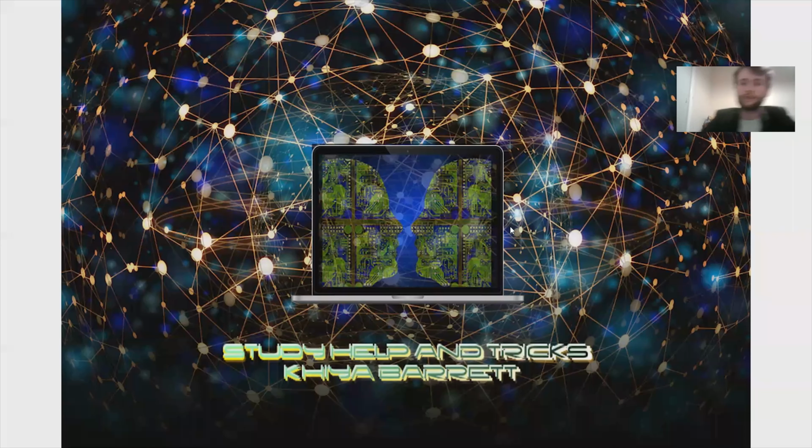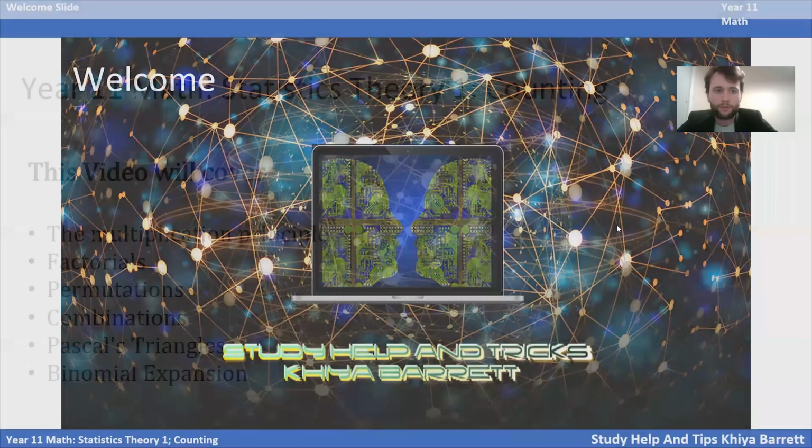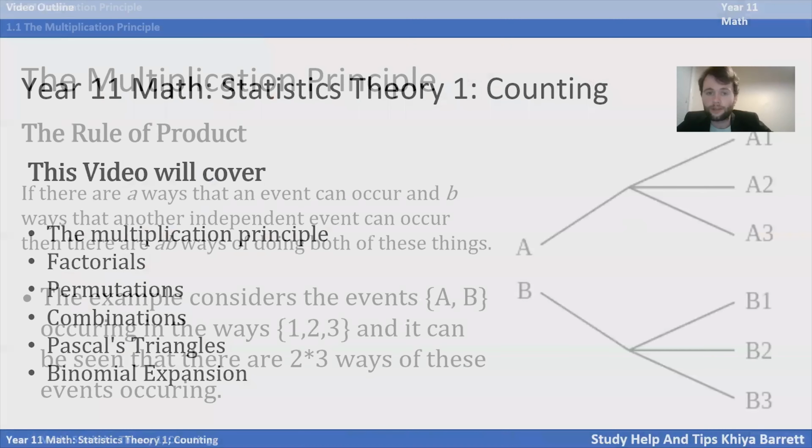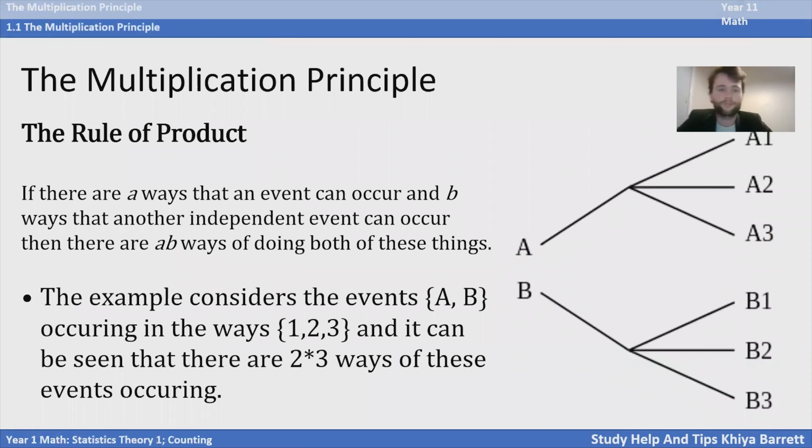Hey guys, so today we are going to be covering the topic of counting. This is the first video in my statistics series. This video is going to go over the multiplication principle, factorials, permutations, combinations, Pascal's triangle, and binomial expansion. All right, the multiplication principle.